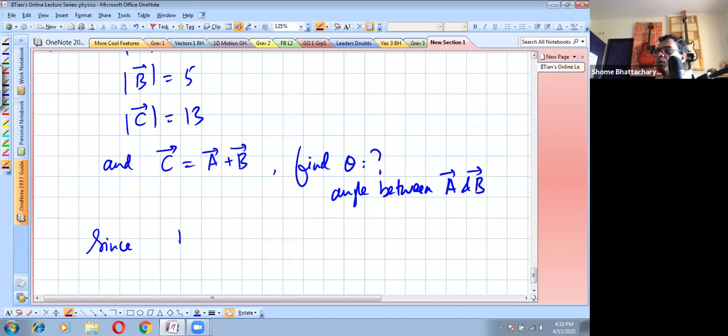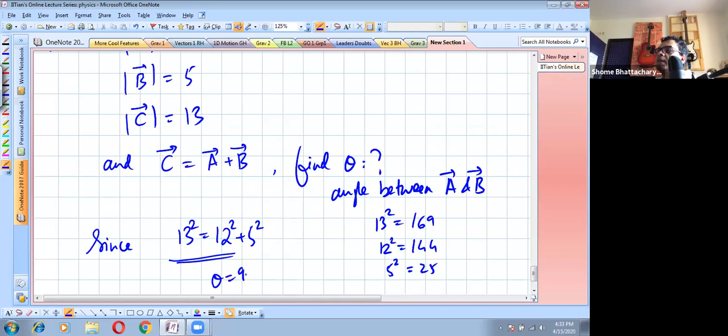Since again you have 13 squared happens to be 12 squared plus 5 squared. Because 13 squared, you know, is 169, 12 squared is 144, and 5 squared is 25. So they are again a Pythagorean triplet. So that means again here, theta is equal to 90 degrees.